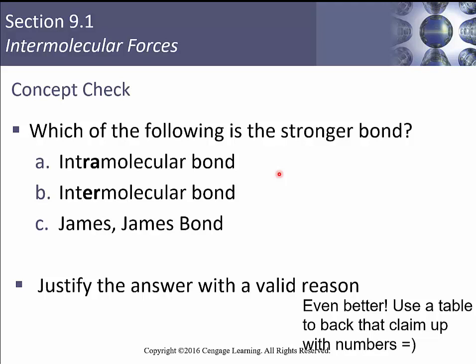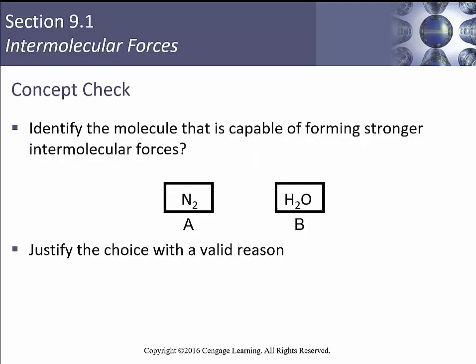How much energy is going to be created in the formation of CO2 from the basic elements, oxygen and carbon? And then you've got tables of intermolecular bonds. So look at the numbers. Is one going to be in kilojoules and one in joules, for example? So justify those things with a number. Although, honestly, can you beat James Bond? I don't know. So let's identify the molecule that is capable of forming stronger intermolecular forces.